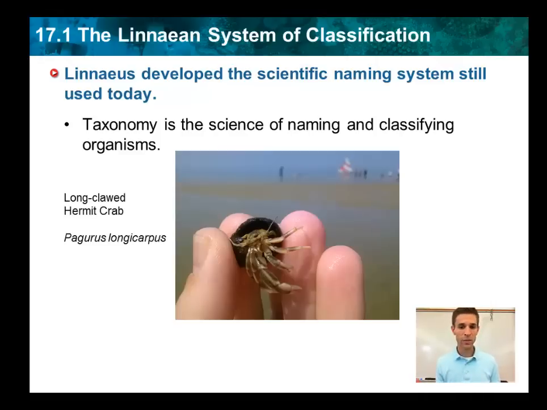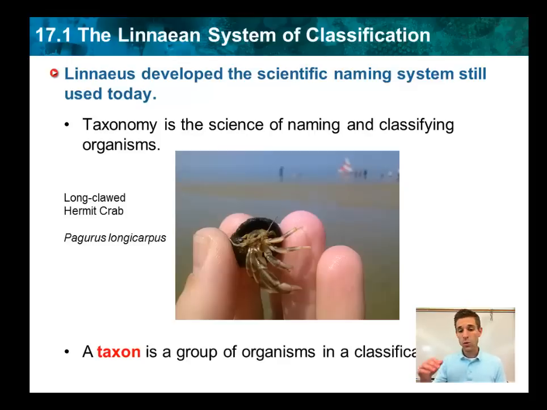For example, here's my hermit crab again that I found on Cape Cod. Its common name is the long-clawed hermit crab. And if you look closely, you'll see that its claw is actually quite long. And the scientific name is Pagurus longicarpus. We would say that Pagurus longicarpus is a taxon. It's a group of organisms in a classification system. In other words, this taxon includes all long-clawed hermit crabs because they're all one species.